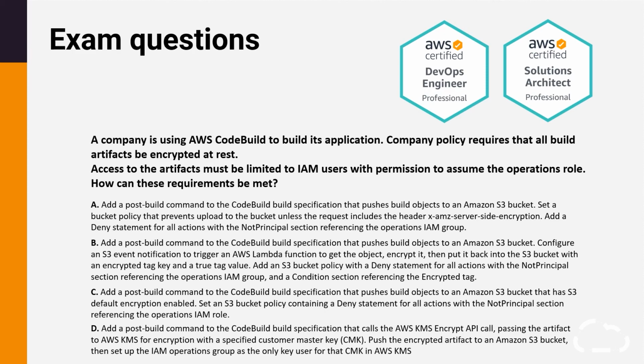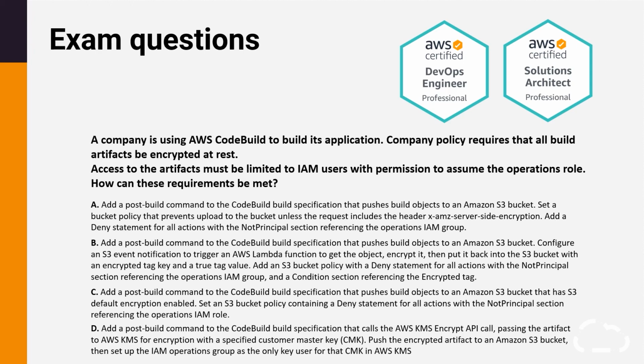B. Add a post-build command to the CodeBuild specification that pushes build objects to the Amazon S3 bucket. Configure S3 event notification to trigger an AWS Lambda function to get the object encrypted, then put it back to the S3 bucket with the encrypted tag key and the true tag value. Add an S3 bucket policy with a deny statement for all actions with a NotPrincipal section referencing the operations IAM group and the condition section referencing the encrypted tag.